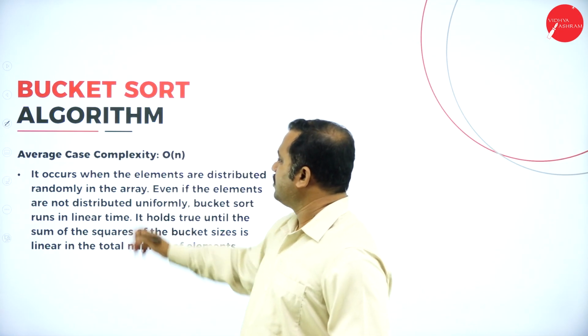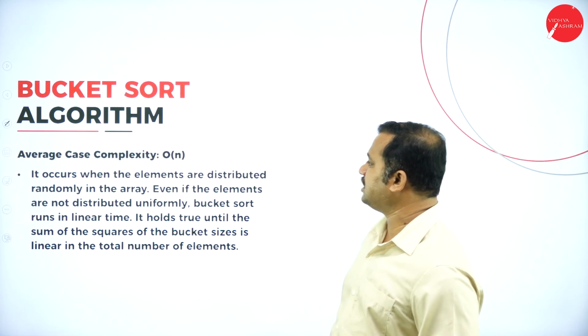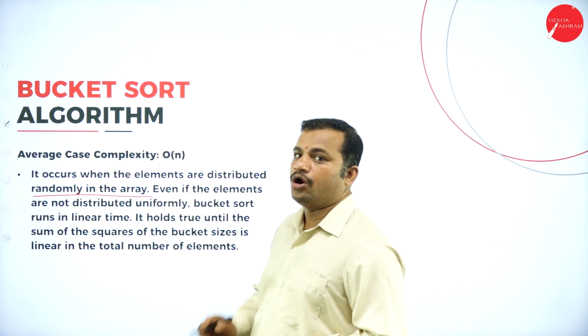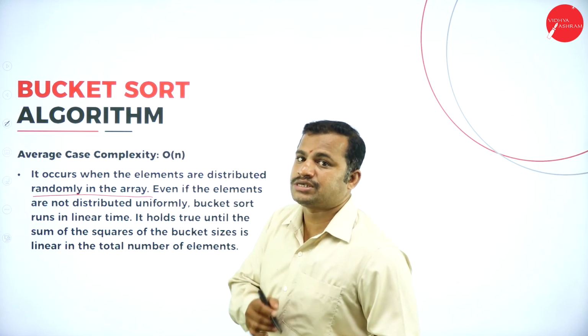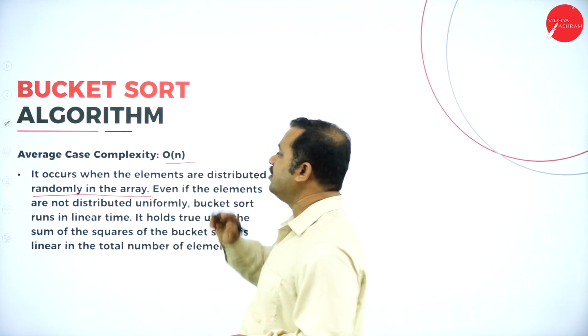Then we have average case time complexity. In case of the average case time complexity, we will be having randomly distributed data items in an array or in each of the buckets. That poses certain problems while sorting the items in each of the buckets. So it requires big O of n.